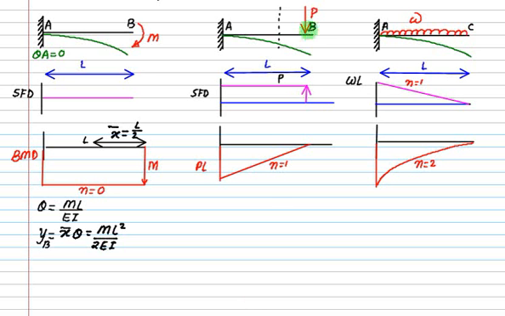For point load, the BMD is this figure. The maximum BM is PL. So what is theta? The area of the bending moment diagram. So what is the area of this figure? Is it 1 by 2 times PL multiplied by this length, which is L, divided by EI? So this is 1 by 2 PL square divided by EI.